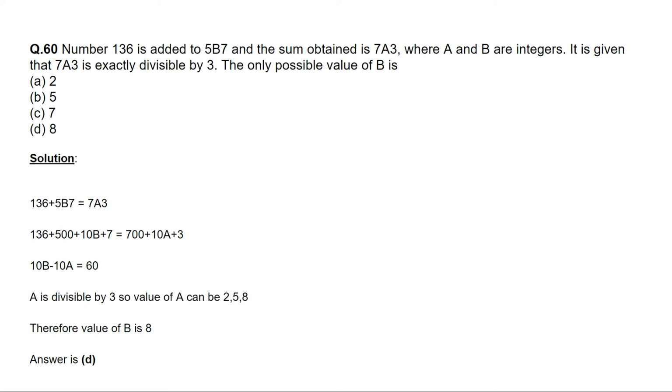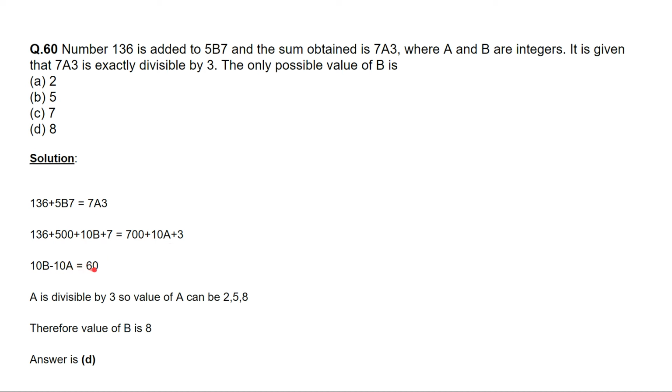Okay, so this is number 136. If it is added to 5b7, then what you will get is 7a3, where a and b are integers, and 7a3 is exactly divisible by 3. So we have to find the only possible value of b. So 136, if you add this, you will get 7a3.